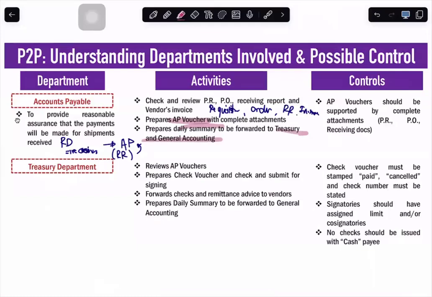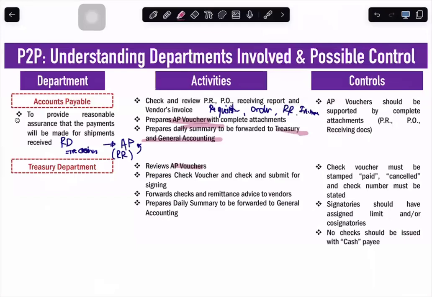So what are the controls in place? AP vouchers should be supported by complete attachments such as your PR, PO, and receiving documents or receiving report, and vendor's invoice. Now, we go to the last department, the treasury department. So the treasury department will review the different accounts payable vouchers.